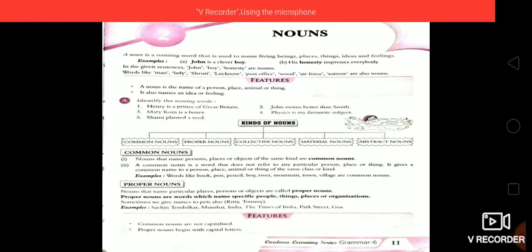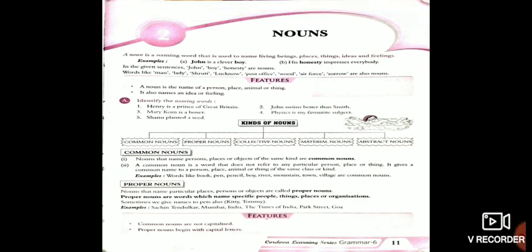So, as you all are aware, a noun is a naming word that is used to name living beings, places, things, ideas and feelings. It also names an idea which comes to your mind or your feelings which cannot be seen. So today we are going to discuss the exercises one by one. Please be attentive. Now the first exercise is identify the naming words.